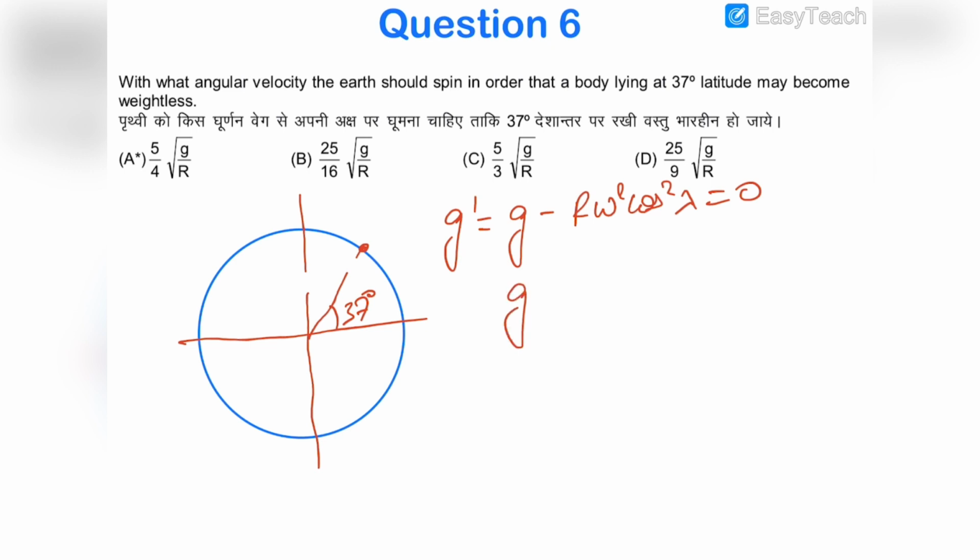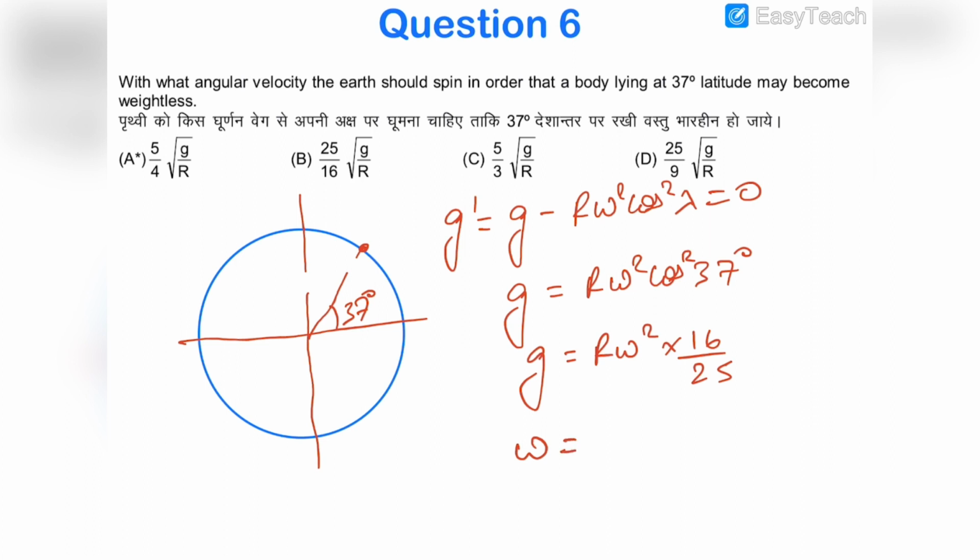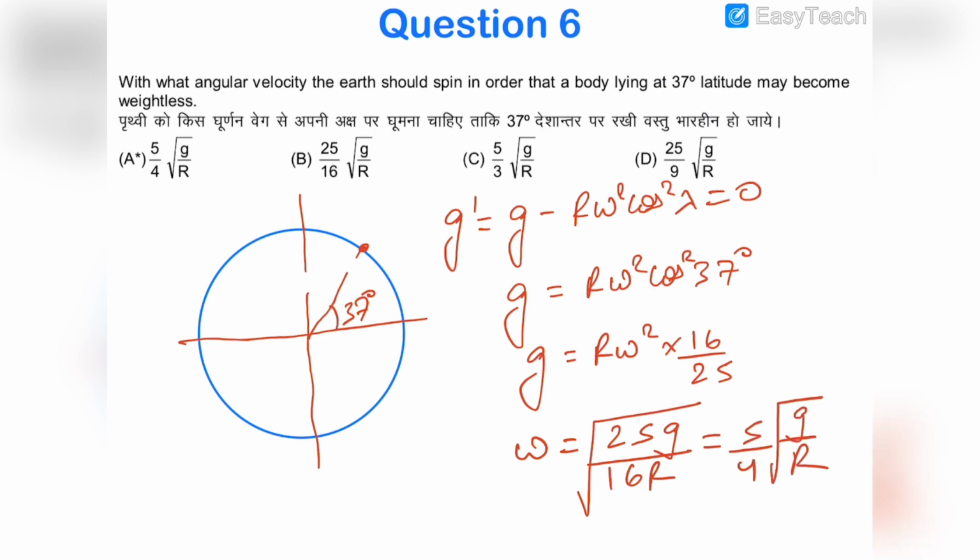So g is equal to R omega square cos square 37-degree, and cos 37 is 4 by 5, so it would be 16 by 25. So omega will be equal to root of 25g upon 16R, that is 5 by 4 under root g by R. So the correct answer would be option A. Now we move on to the next question.